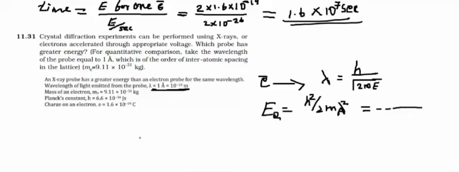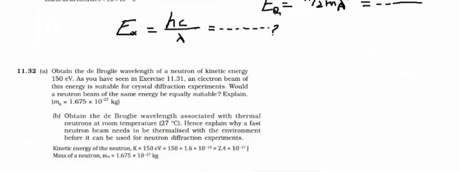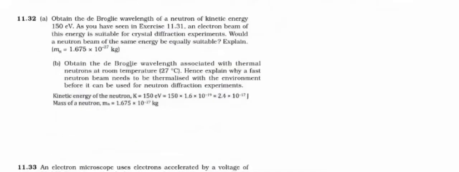Next, you have to consider X-rays. When you use X-ray, the energy of X-ray is, which formula can we use, E is equal to hc by lambda. Again, lambda will be the same. So substitute the values. You can find the energy of X-ray. Then you can compare the values of electron energy and X-ray energy. Come to question 32.